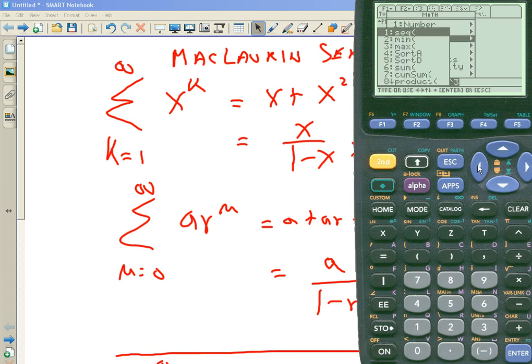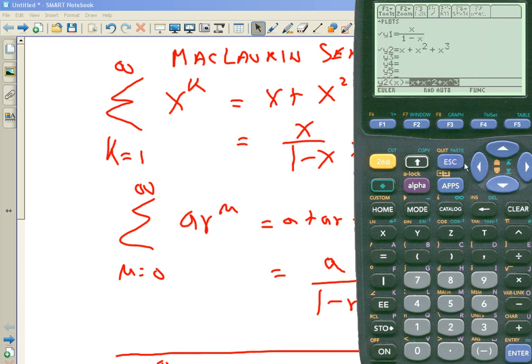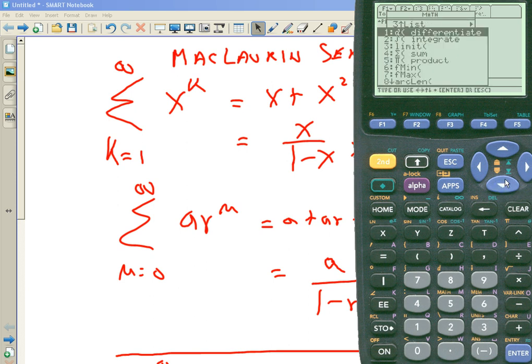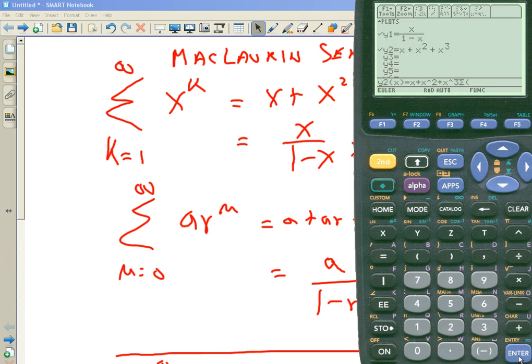Sequence? Some sequence? You could do it that way, but there's an actual sigma in here somewhere. Oh, screw it. It's in calculus? Okay, all right. So math and calc. That's way down here. All right, and sigma. There you go. Okay, sigma. All right, let's get rid of all that stuff.